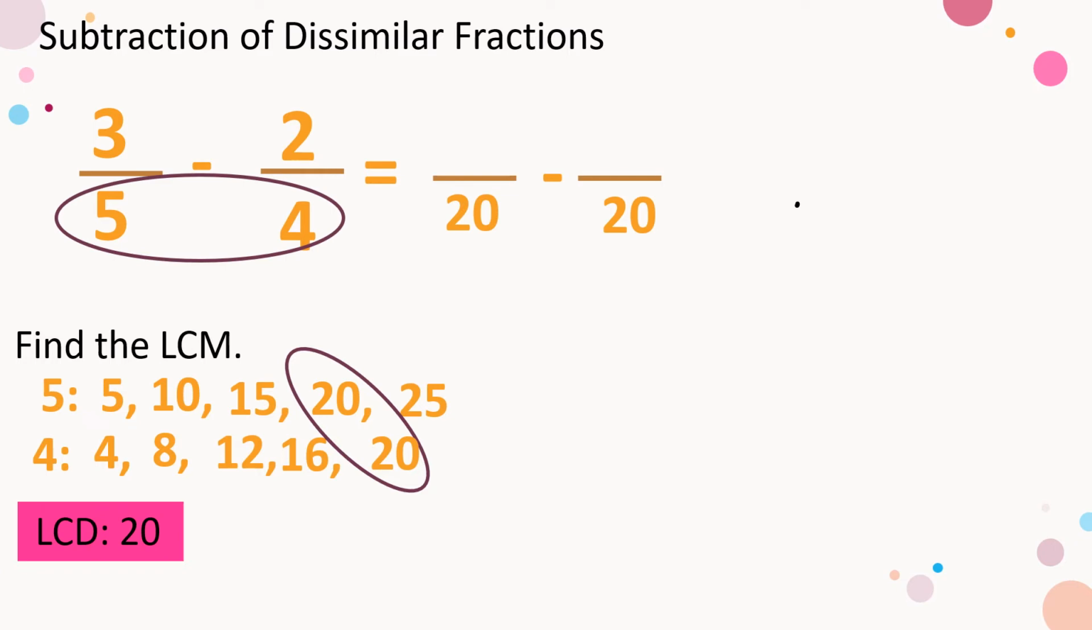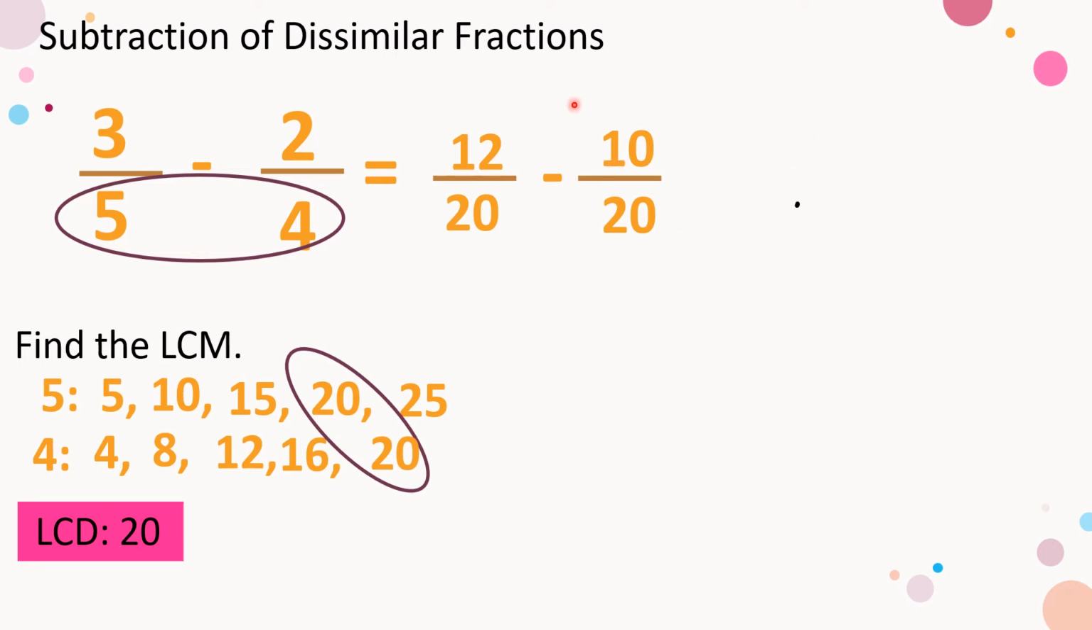Okay, so that is now 12, and 20 divided by 4, that is 5 times 2, that is equal to 10. Now, you notice here, if the least common denominator is simply the product of these two denominators, you can just simply cross multiply. 3 times 4, that is 12, and 5 times 2, that is 10.